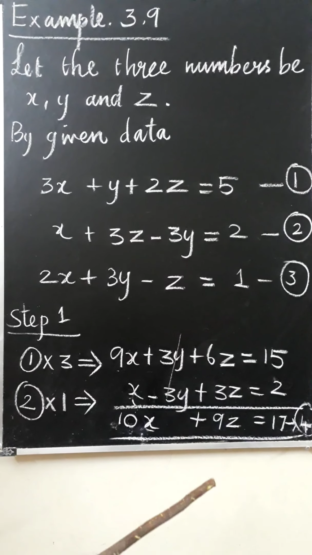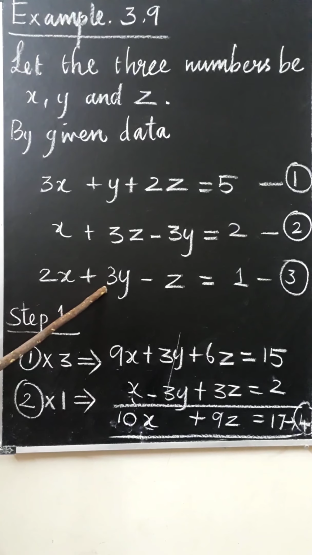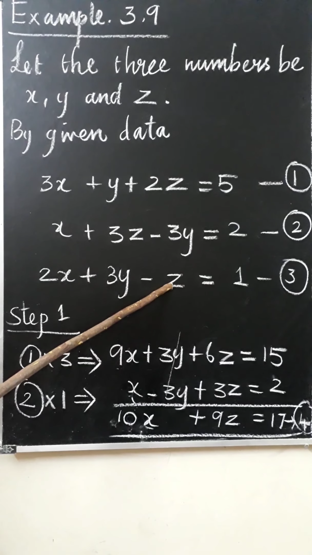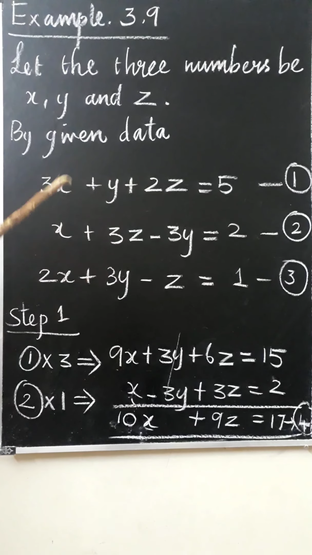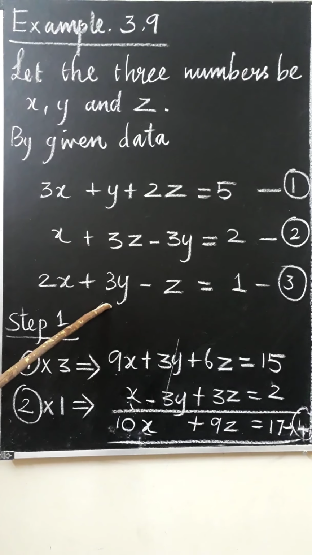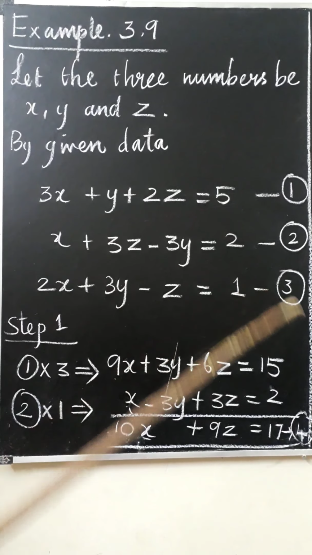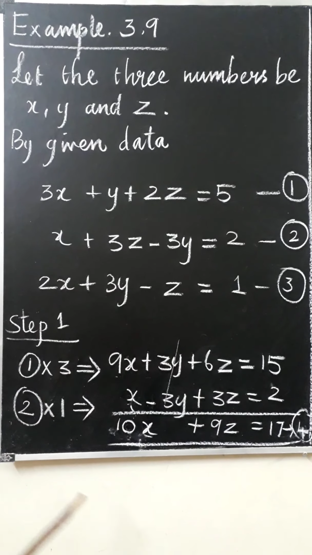And third equation is from the sum of twice the first number and thrice the second number, the third number is subtracted. Then it gives us 1. That is equal to equation 3. So from the sum of twice the first number and thrice the second number, the third number is subtracted, which is equal to 1. We formed the three equations. Then as usual we have to solve them.